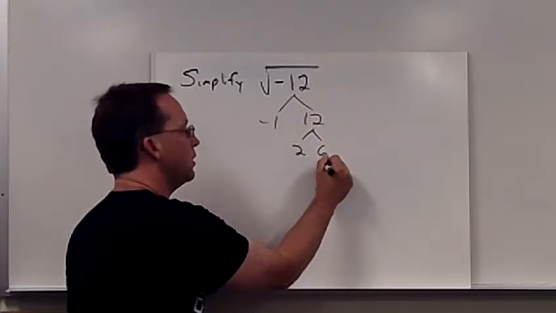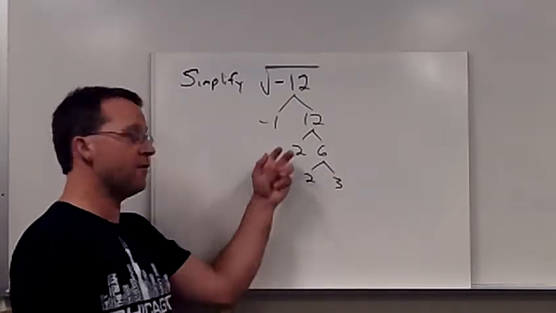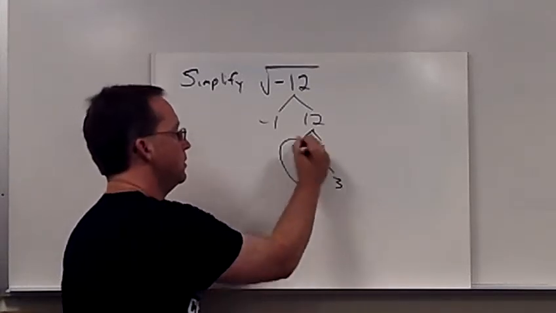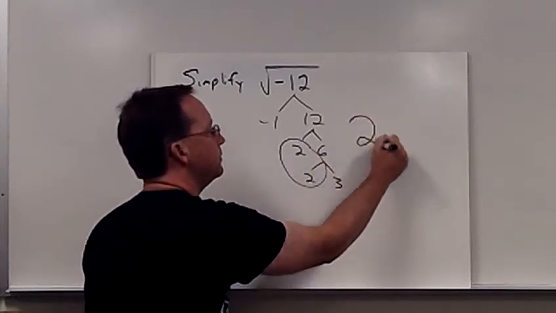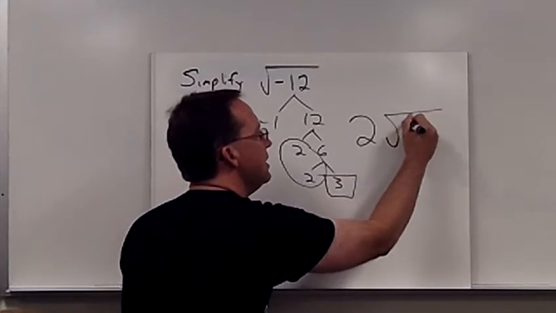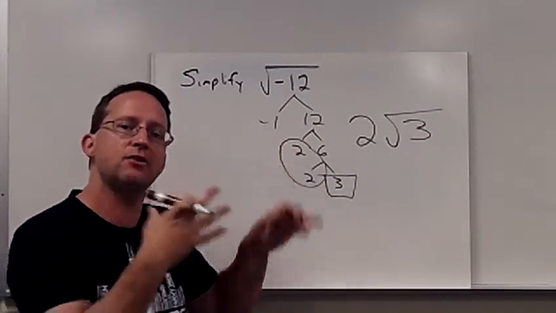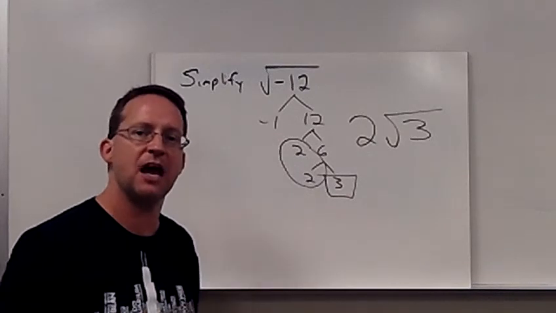2 times 6 could work, 2 times 3, I think that's it. We have a pair of 2's, so a 2 would come out. We have a leftover 3, so the 3 would stay in the square root. And now we have this negative 1. Remember, that means our answer is going to be an imaginary number. It's going to have an i in it.